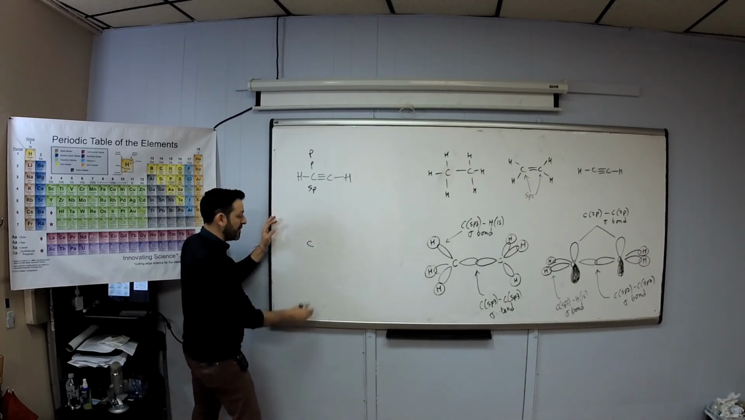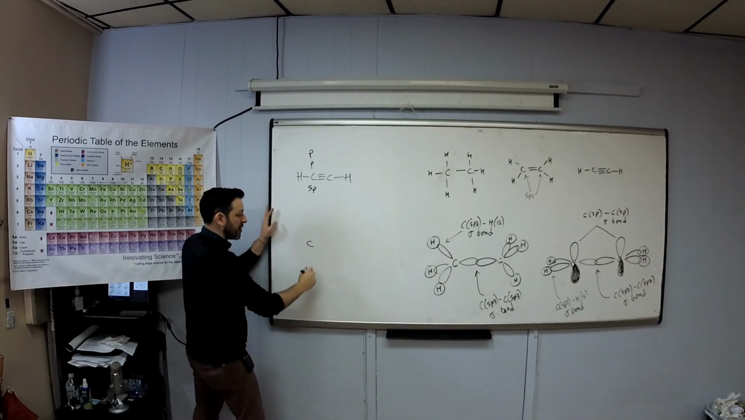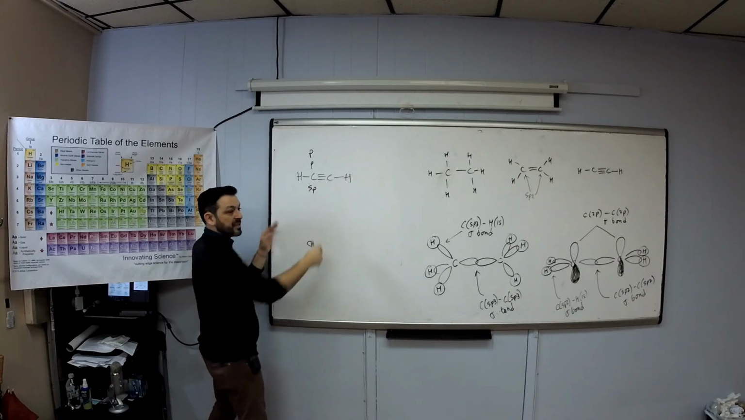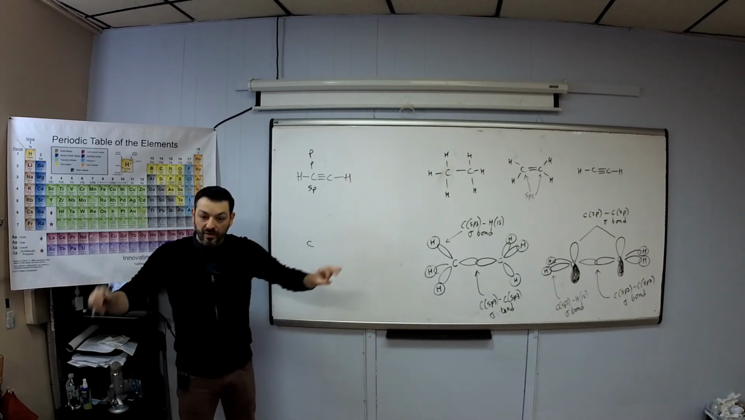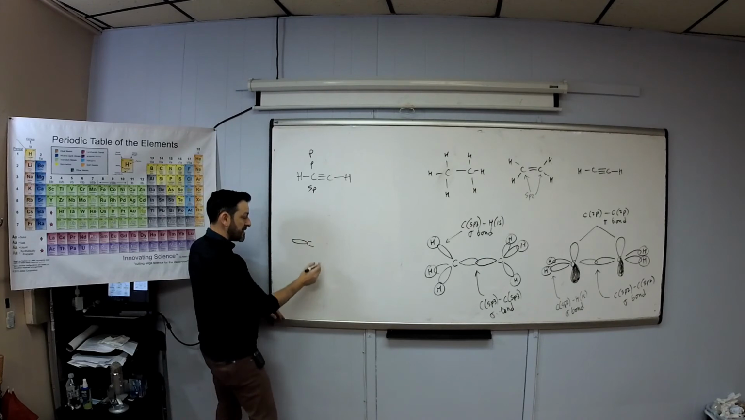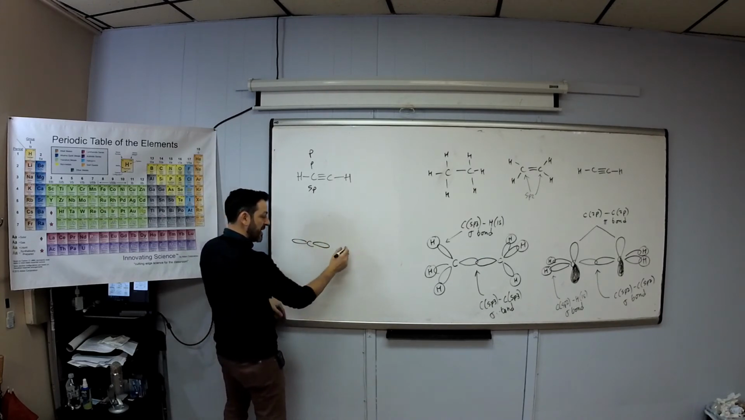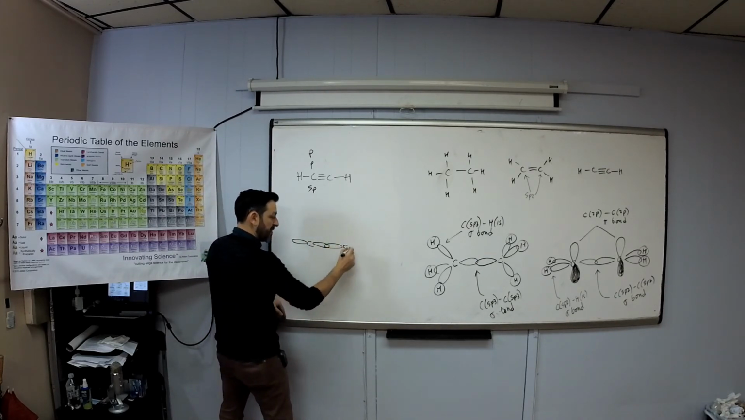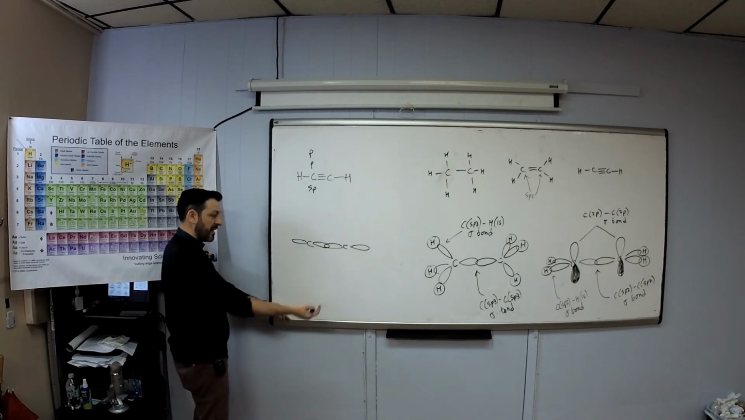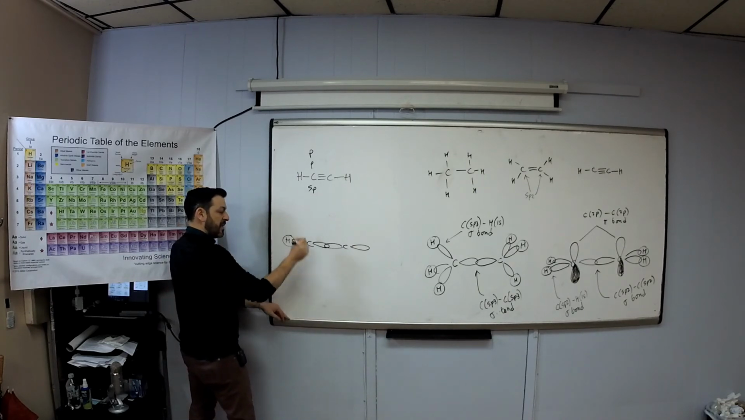So how do you draw that? You draw a carbon, and this is easy to draw because the whole thing's linear. This is linear and this is linear, and when it's linear, it's just going to keep being linear. So this carbon has an sp orbital this way and an sp orbital this way. It's connected to a carbon that has an sp orbital this way and an sp orbital this way. All the way left is a hydrogen atom.